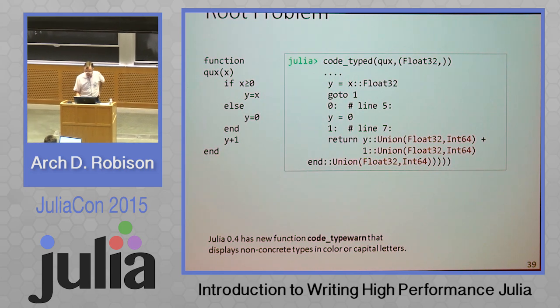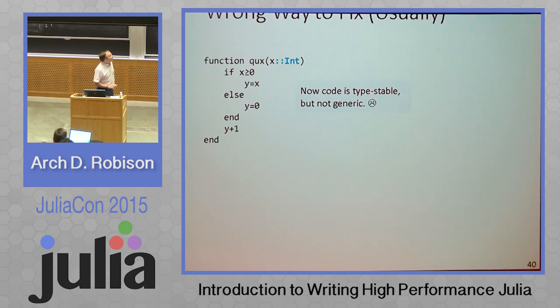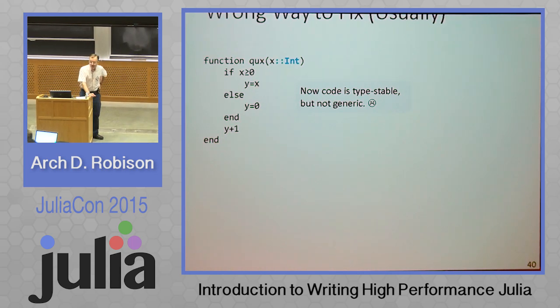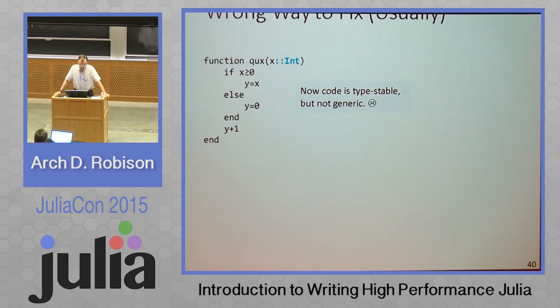Now, how do we fix this? Well, the easiest way is I can just stop people from calling my function on non-int types. Now, this will solve the problem. The type of y is now stable. But the nasty thing is that the code's no longer generic. I might as well be writing Fortran at this point.